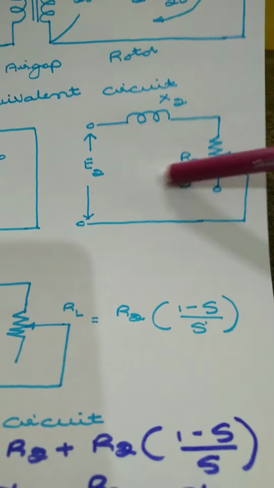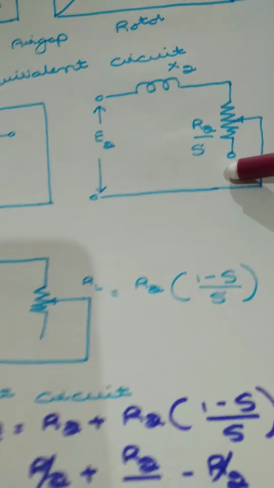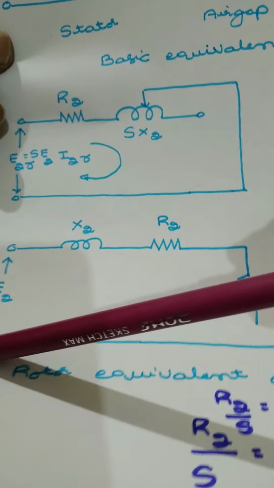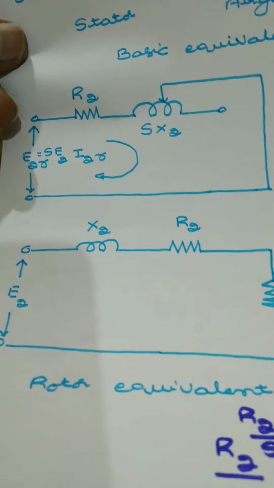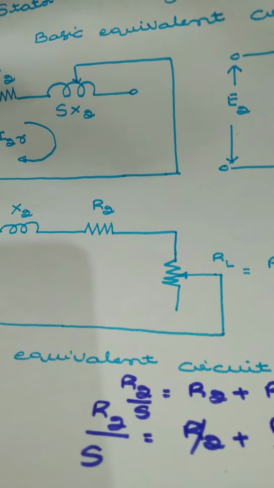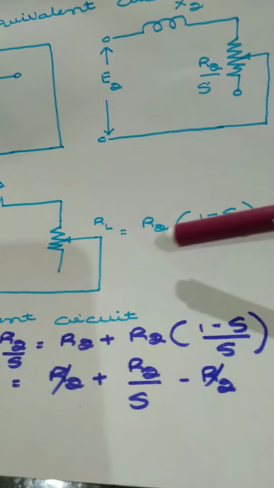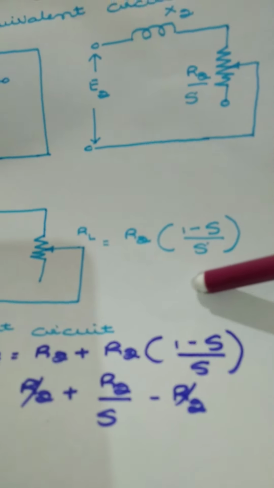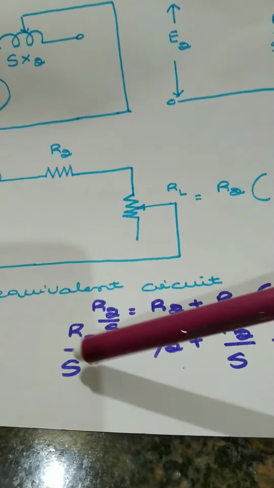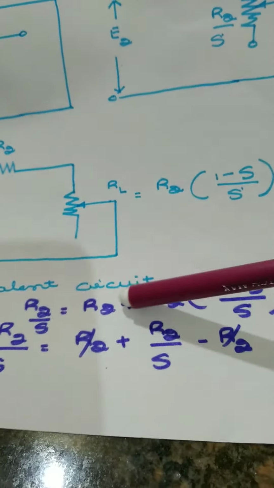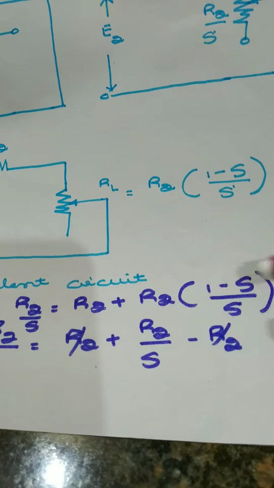This component can be split into two components, which I will analyze in this circuit diagram. Same E2 and X2. This R2 by S component can be split into two components: one is R2 and the other is R2 into 1 minus S by S. R2 by S can be split into R2 plus R2 into 1 minus S by S. If you rearrange it, R2 by S, minus R2 S by S gets cancelled, remaining with minus R2, and then R2 and R2 get cancelled, leaving R2 by S only.